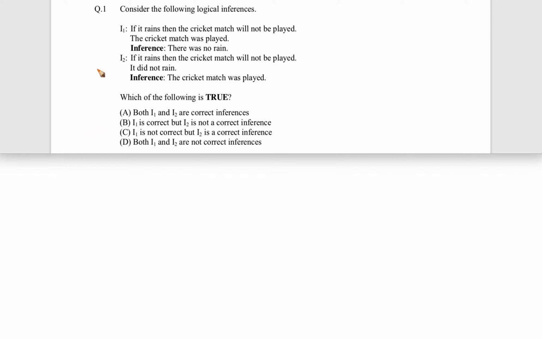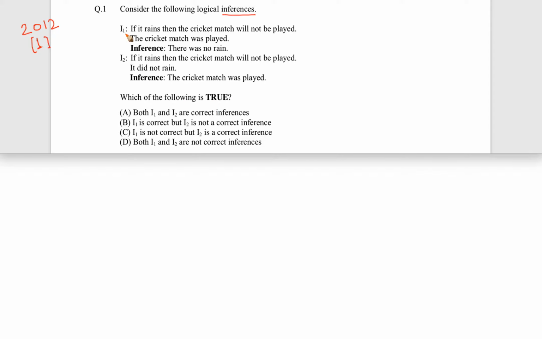Okay, now let's see this question. This question came in GATE 2012 for 1 mark. The question is, consider the following logical inferences. The first inference is, the two statements are given and a particular inference is given, and we have to see whether it is true or not.